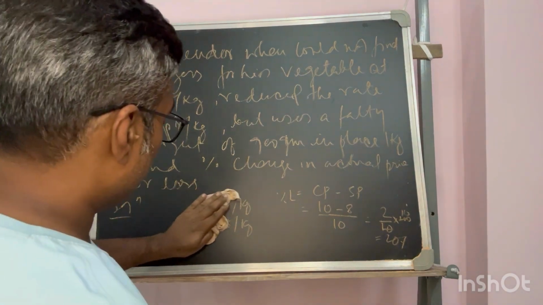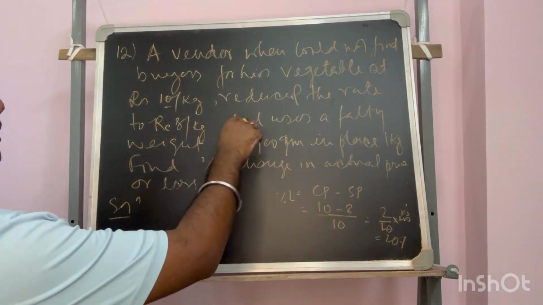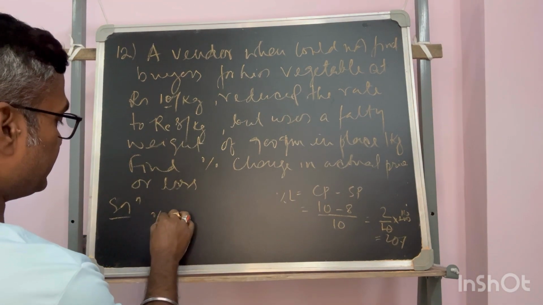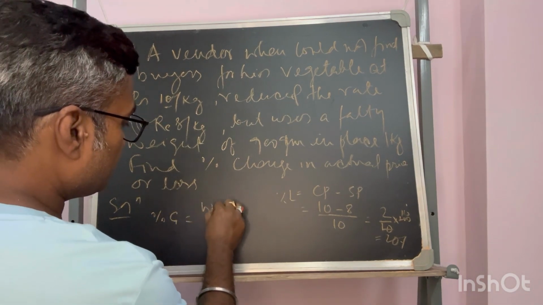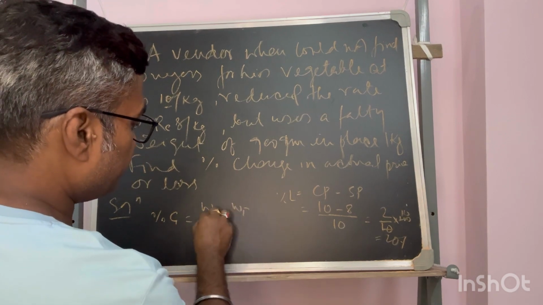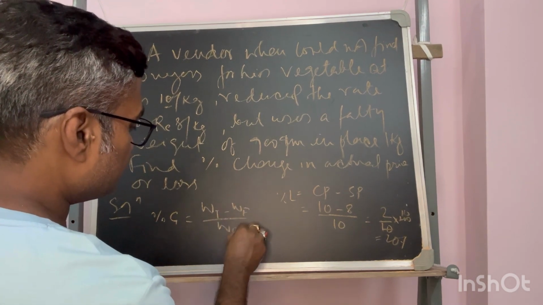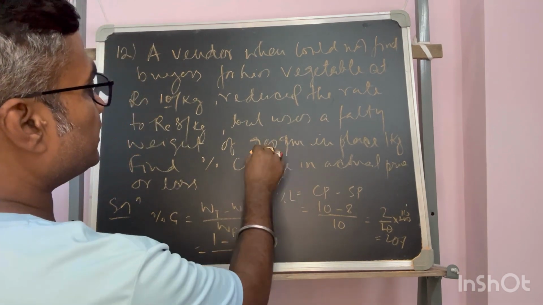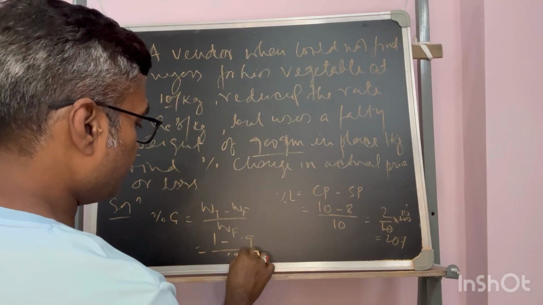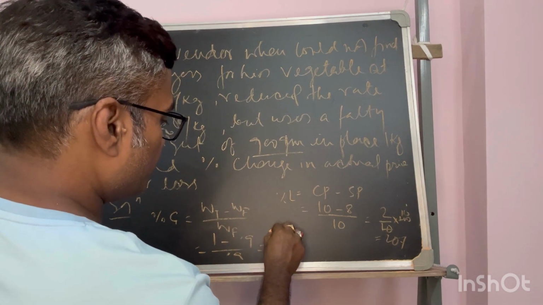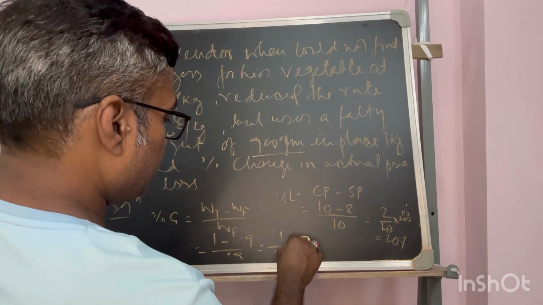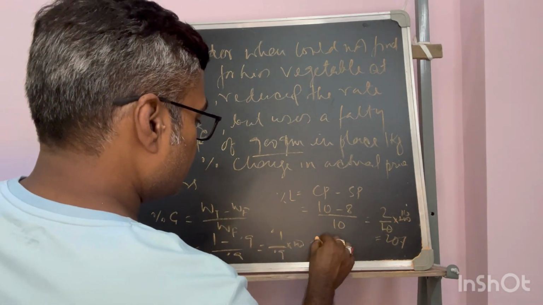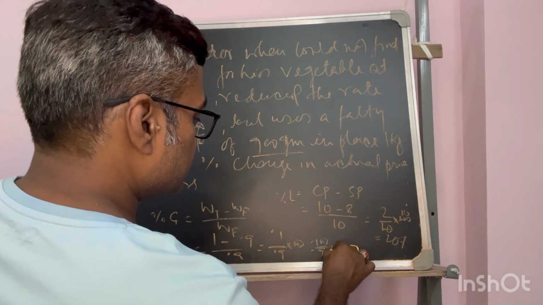Now he uses a faulty weight. For faulty weight, the percentage gain will be true weight minus false weight, divided by false weight. True weight is 1, false weight is 0.9, because he is using 900 gram. So 0.1 divided by 0.9 into 100, because it is percentage. So this will be 100 by 9 percent.